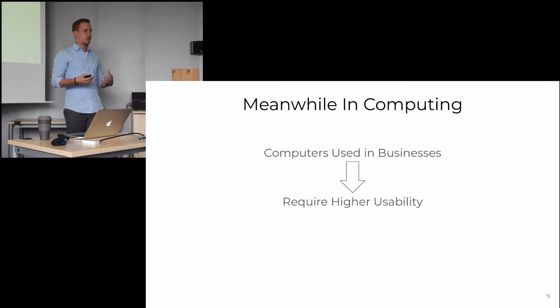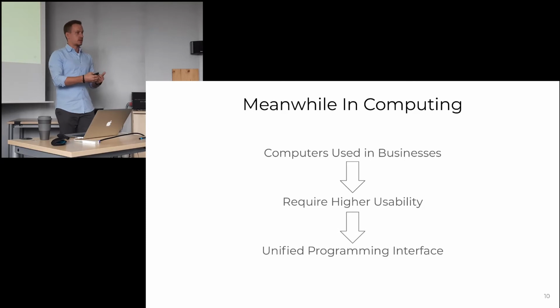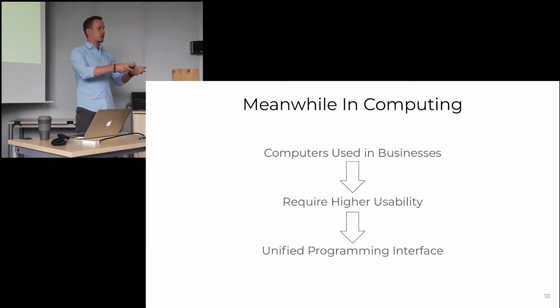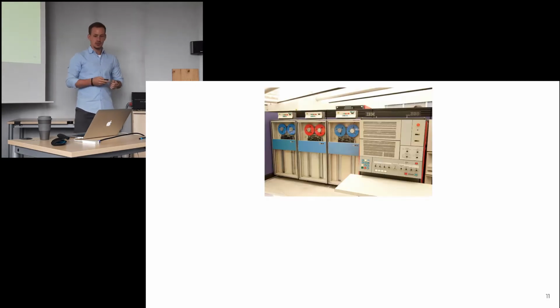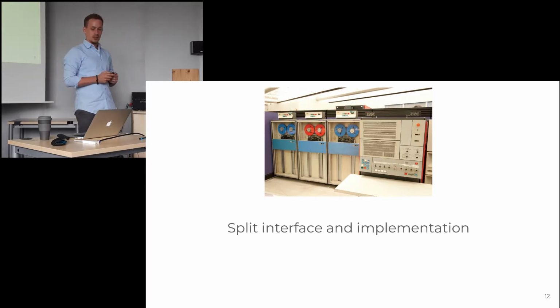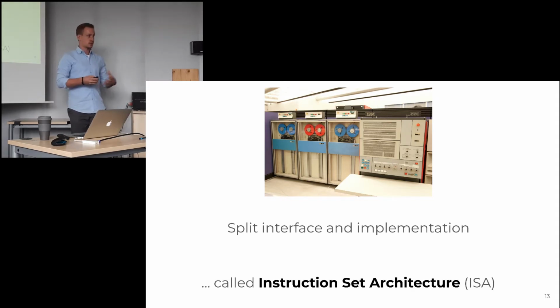So it means that we have a requirement of higher usability from programs, and more importantly, we need a unified programming interface. So we write something for one machine, and then we migrate it to other new machines as we want to upgrade or move to new generations. And the pioneer in this field was the famous IBM System 360. They had a lot of cool features, a lot of new ideas in this machine, but among them, they introduced a separation between the interface, so how the software perceives the hardware, and the actual hardware implementation of it. And they called this an abstraction, so they introduced a new abstraction.